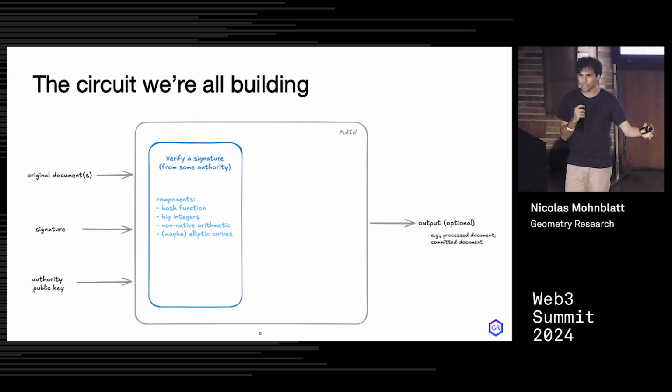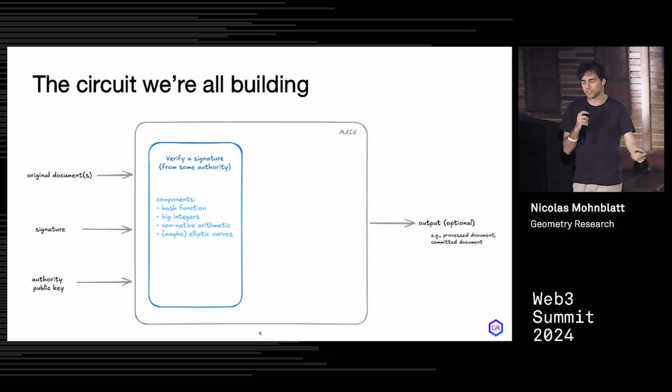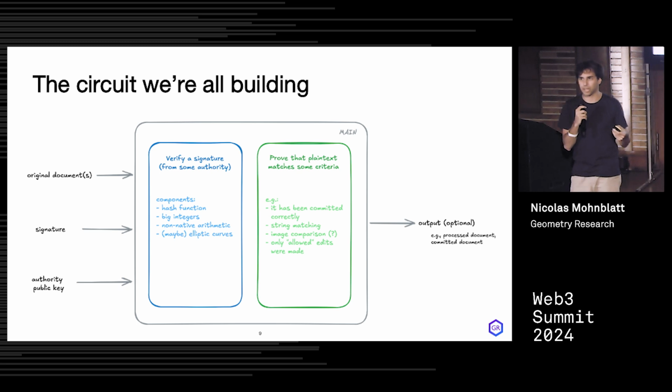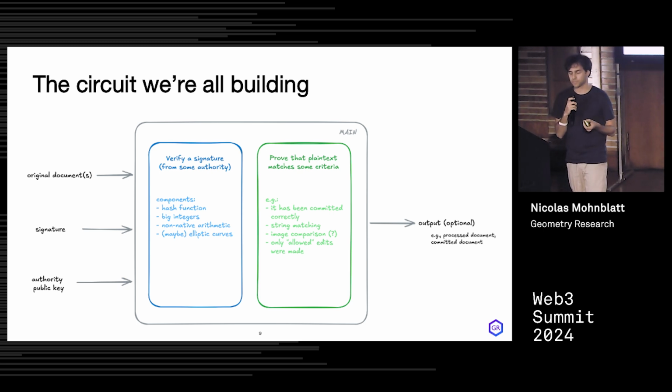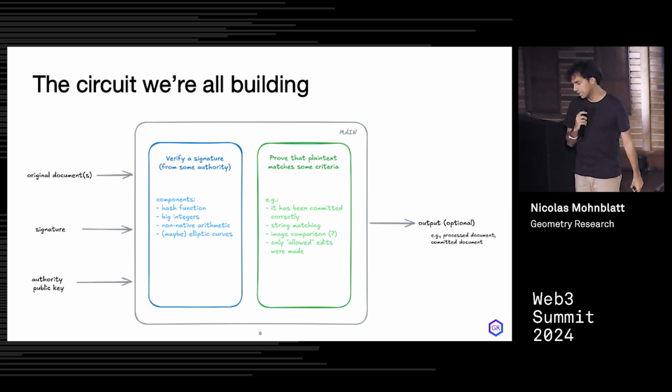We're going to need some hash functions. We might need to do some math on weird numbers. We might need elliptic curves. And the second part is we need to look at the plain text and match it to some criteria. So if you're doing identity, maybe prove that someone is over 18. So you're going to have to do some string matching on the passport and a bit of math.